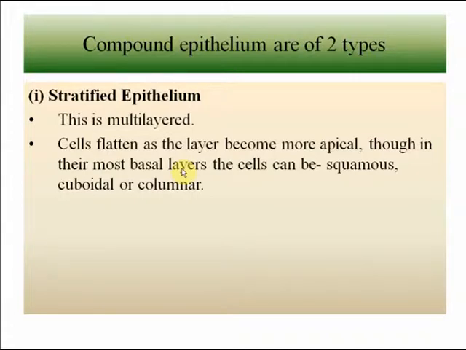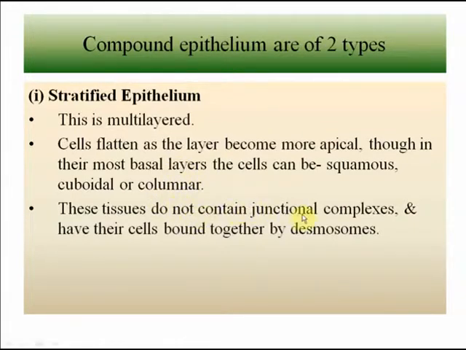Actually, in stratified epithelium, the top cells are flat and scaly, and these tissues do not contain junctional complexes like simple epithelium; their cells are bound together by desmosomes. You learned earlier that in simple epithelium, cells are joined together by cell junctions. Here, in compound epithelium, cells are bound together by desmosomes. So, this is the main difference between simple epithelium and compound epithelium.